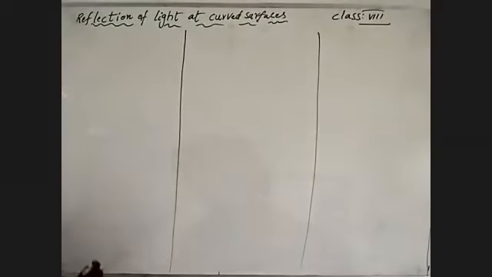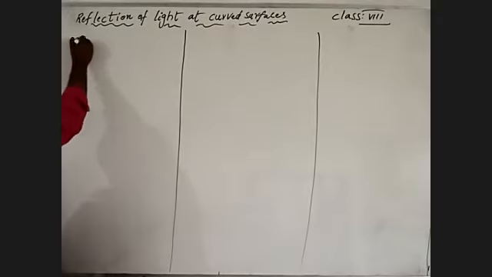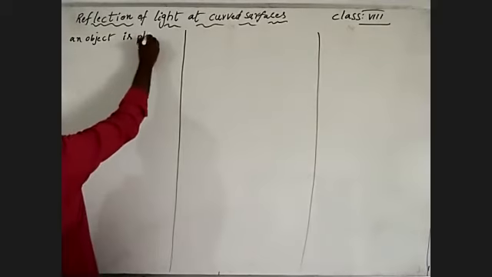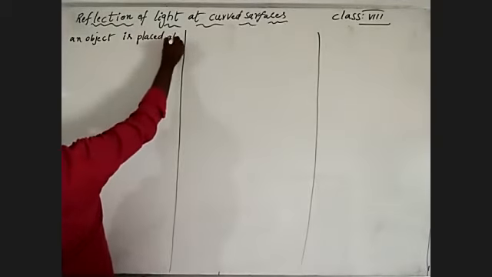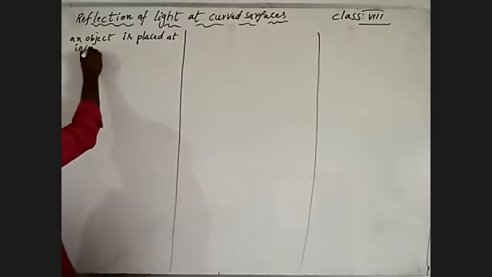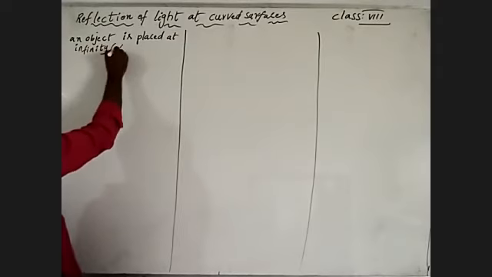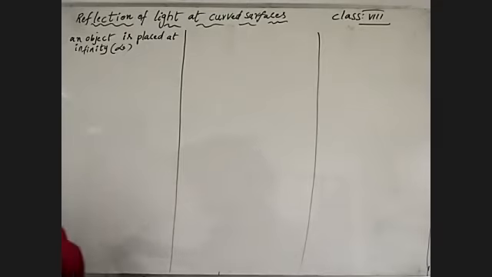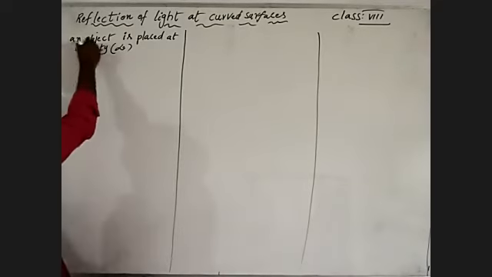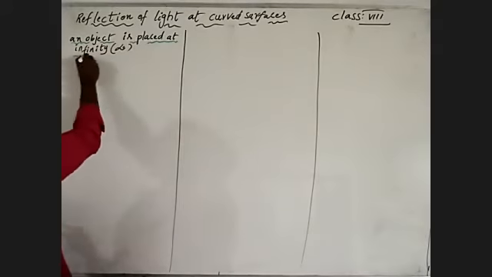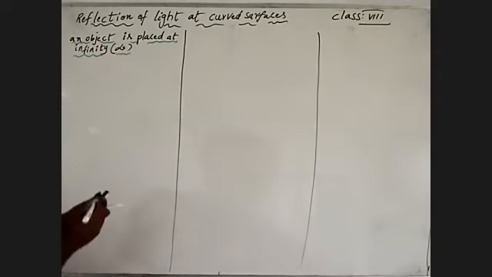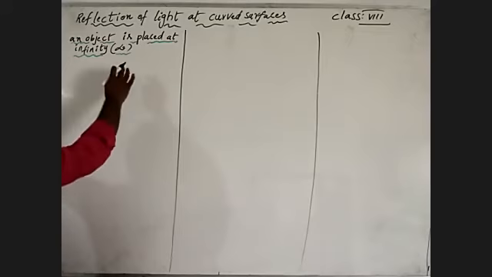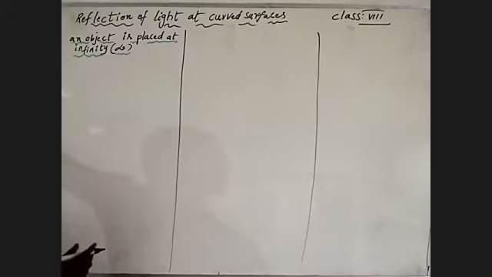So first, an object is placed at infinity. Where will the image form? Generally, we are discussing the image formed by a concave mirror.